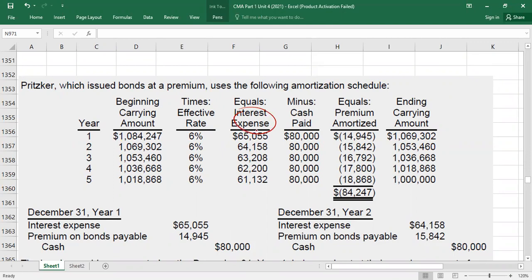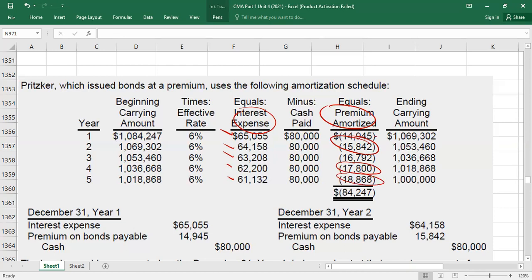This interest expense. In year 1, what's the interest expense? 65,000. In year 2, what is it? 64,000. In year 3, 63,000 something, and so on for every year. Right? The second question he will ask you: what is the amortization of premium in the second year, for example? So this is the amortization. Second year, this is the answer. Fourth year, this is the answer. Fifth year, this is the answer.